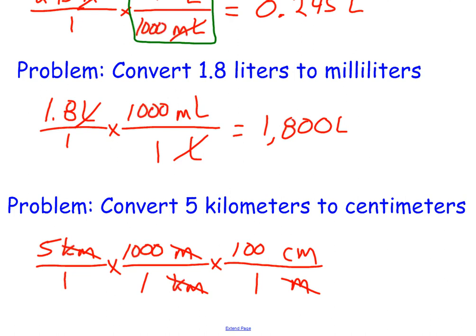Centi means 100, like 100 cents in a dollar. And so that would give us 500,000 centimeters for an answer there. So this demonstrates the basic principle of dimensional analysis. Next, we're going to look at a couple of unique applications of this that could potentially present some difficulties.